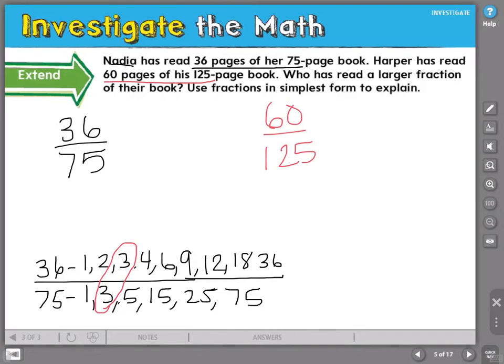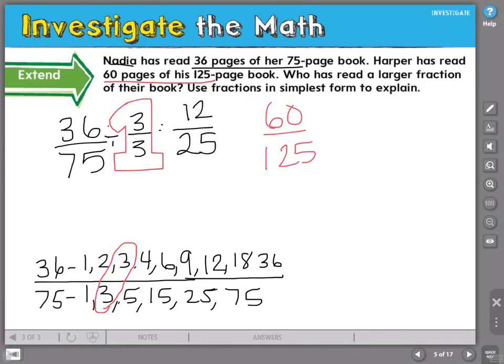I'm going to divide both the top and the bottom by 3, also known as our big one. When I divide both 36 and 75 by 3, 36 divided by 3 gives me 12, and 75 divided by 3 gives me 25.